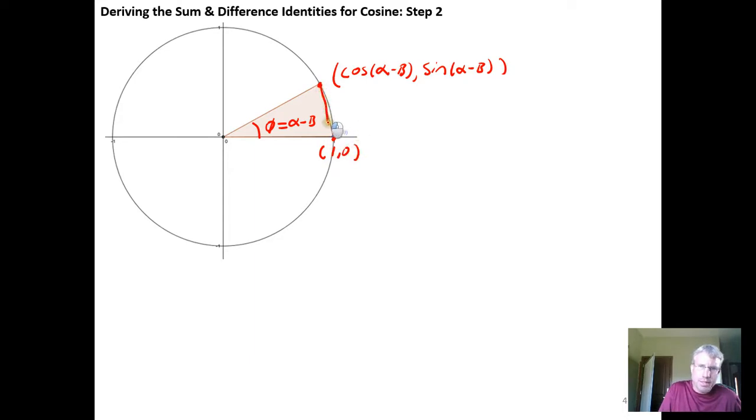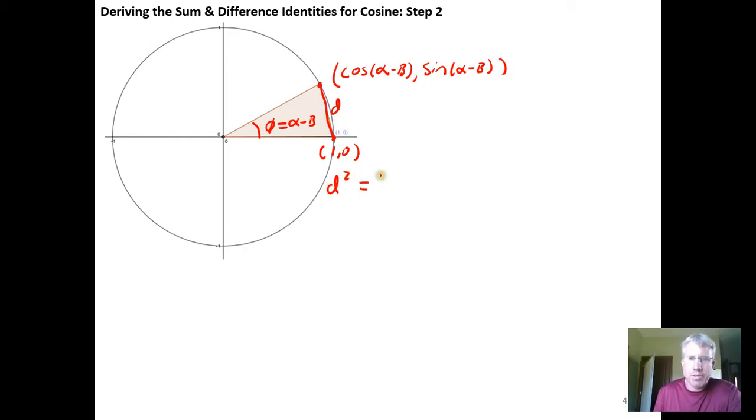And this distance d is the same distance it was before we rotated the triangle. Rotating isn't going to change distances. Rotation is an isometry, or a distance preserving transformation of the plane. So we can use the Pythagorean theorem again to find out what d squared is.